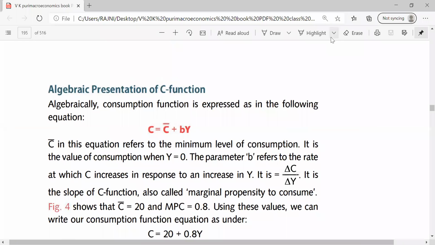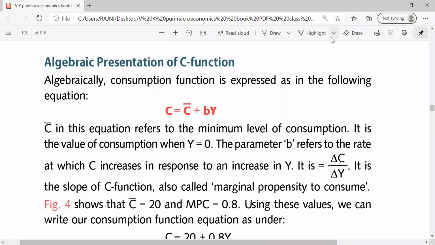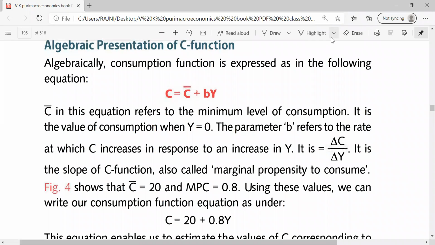Ok, after that the last one topic related to the consumption function, that can we represent the consumption function in the form of algebraic equation, algebraic presentation? Yes, we can represent the consumption function in the form of algebraic expressions also. So as per the algebraic expression, if you want to calculate the consumption at any point of time or at any level of the income, you can calculate using the help of this equation. आप इस इक्वेशन की हेल्प से कंजम्पशन को कैलकुलेट कर सकते हो। हाउ?